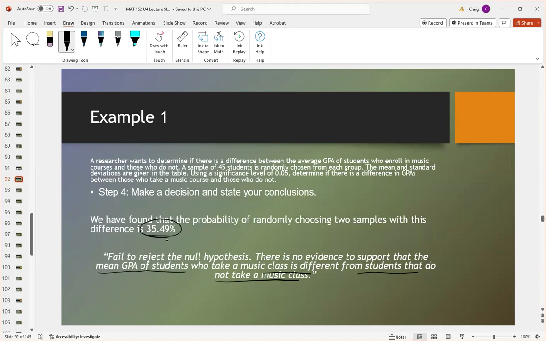Right? So what this means is that there's a 35.49% chance that if we randomly chose two samples again, we'd find this exact same difference, right? Which means that it's not a rare sample. It's not unlikely to happen by chance. It could easily happen by chance.